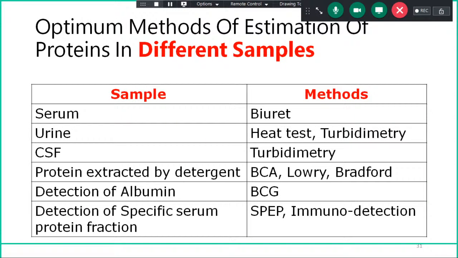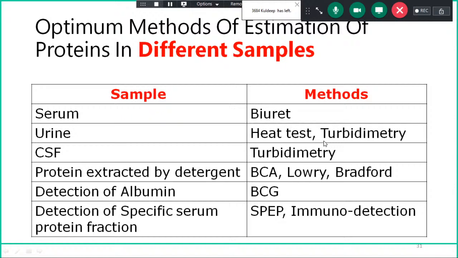Okay, now in this table I have shown the optimum methods that will be used for estimating protein in different samples. So in the serum sample, which has a high concentration of protein, the biuret test can very simply give you an accurate result of total protein present in the serum. Okay, in the urine, if you want to check qualitatively, you will use the heat coagulation test simply by heating the urine, and if it coagulates, you can say the protein is present in the urine sample. And if you have to quantify, you have to use the turbidimetric method.